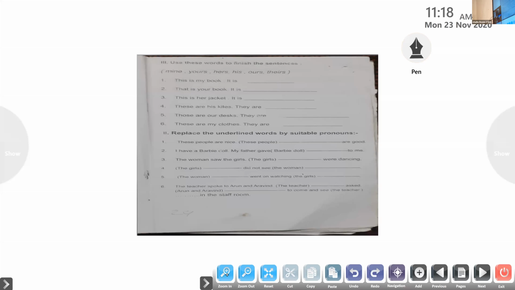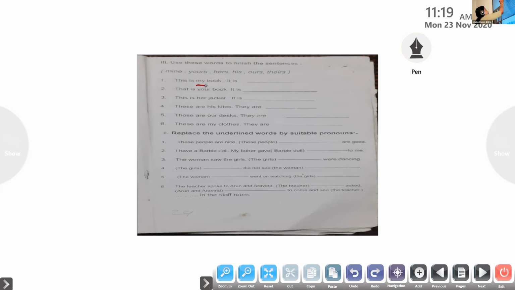This is my book. It is my book here. So just now we saw the table. If it is my book, which possessive pronoun do we use there? Emmanuel. Hers, sir. If it's my book, how come it will be hers? It is my book, so it is mine.